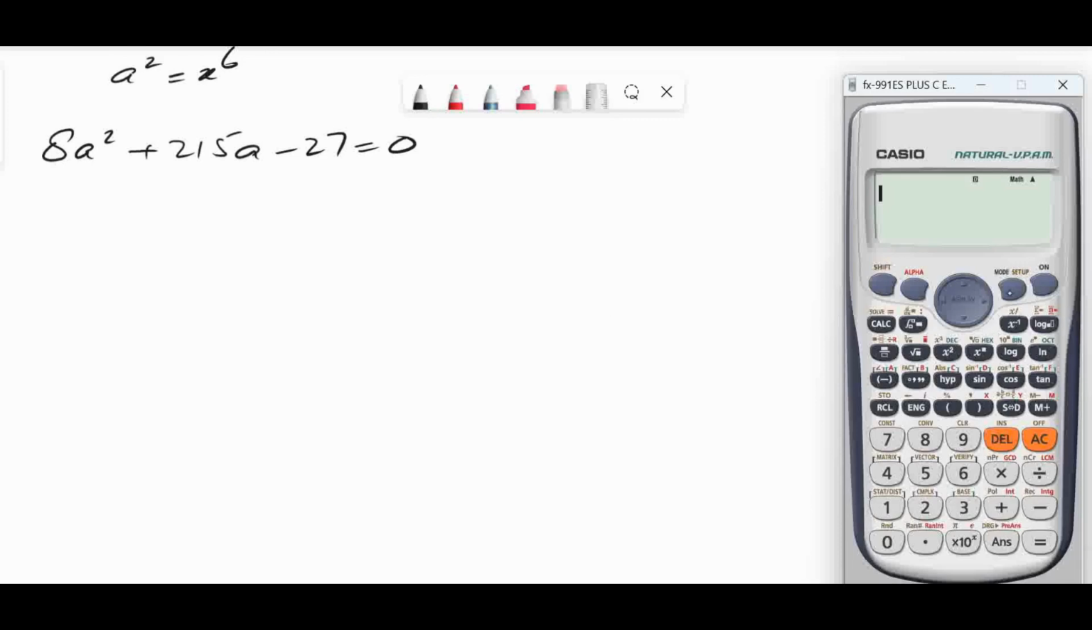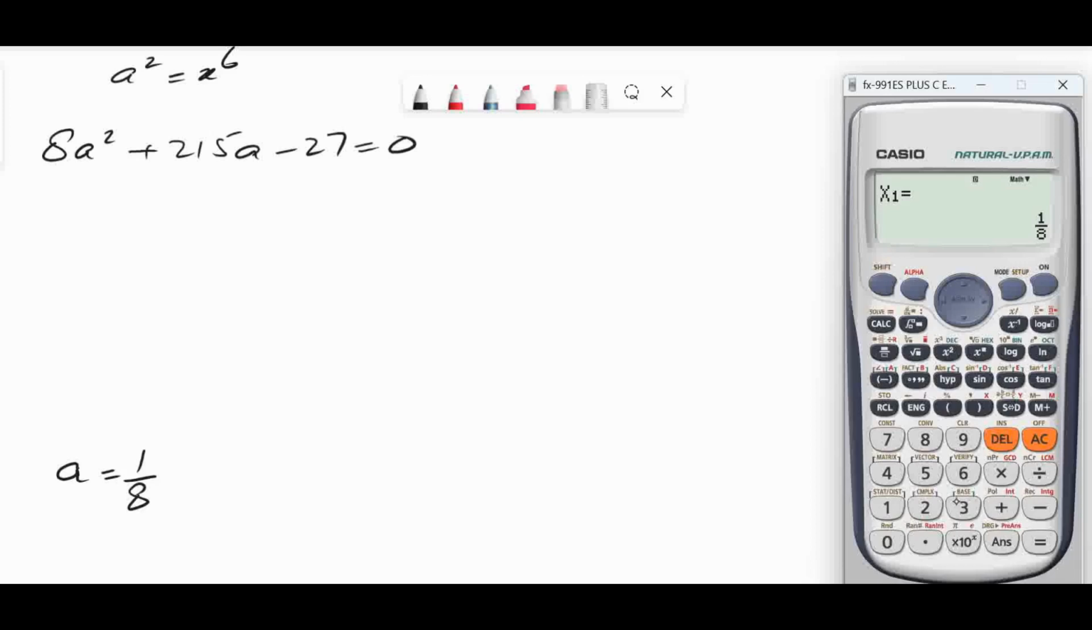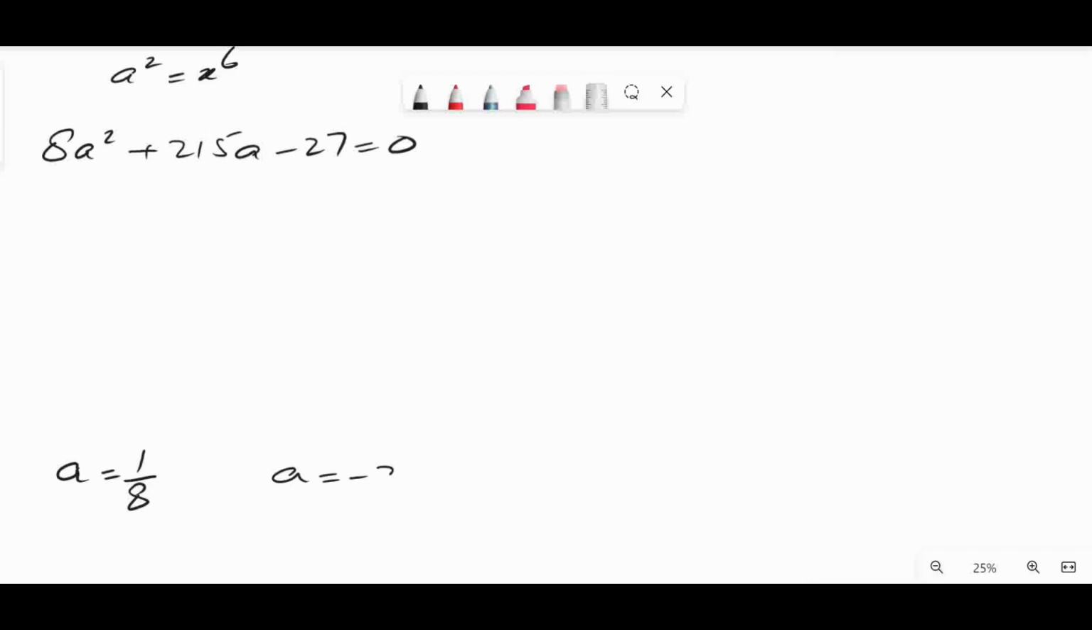From here we can see that a is 8, b is 215, and c is minus 27. So we can see that one value of a is 1 by 8. Let me write it over. a is 1 by 8, and the other value of a is minus 27.